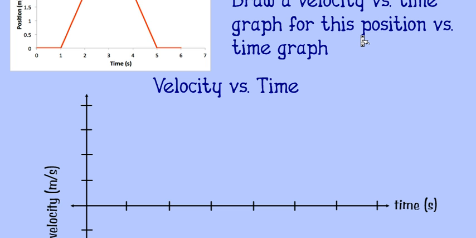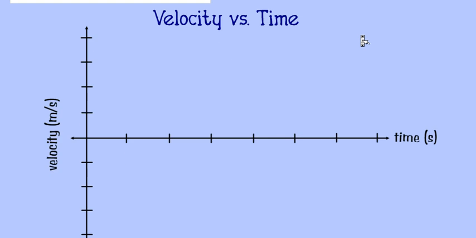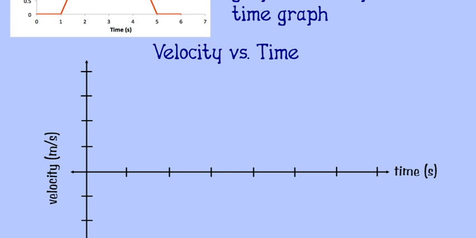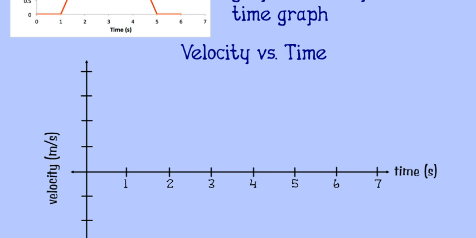I'm going to put a scale on my time axis, and I'm going to wait a little bit before putting a scale on my velocity axis. I just want to make sure I don't make any mistakes. I don't want to assume I know what those velocities are right off the bat. Now that my time axis has a scale to it, I'm going to actually start drawing the graph.